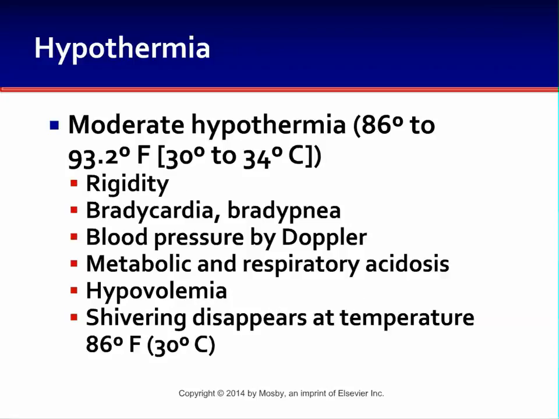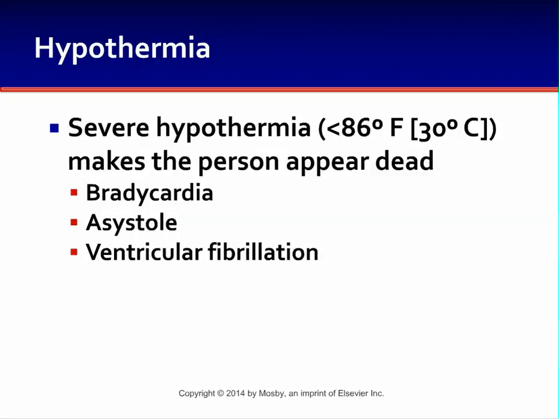Moderate hypothermia is 86 to 93.2 and involves rigidity, bradycardia, bradypnea, blood pressure by Doppler only, metabolic and respiratory acidosis, hypovolemia, and shivering disappears at a temperature of 86 degrees Fahrenheit. Severe hypothermia makes the person appear dead. Bradycardia, asystole, and fibrillation occur. The metabolic rate, heart rate, and respirations are so slow they may be difficult to detect. Reflexes are absent, and the pupils are fixed and dilated.